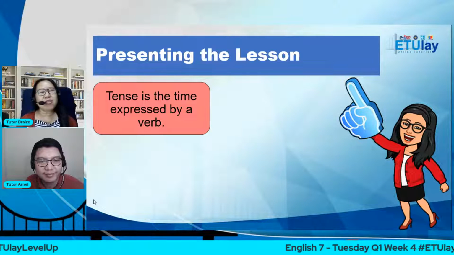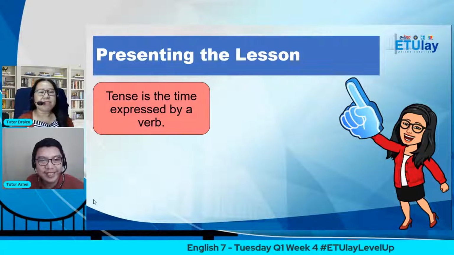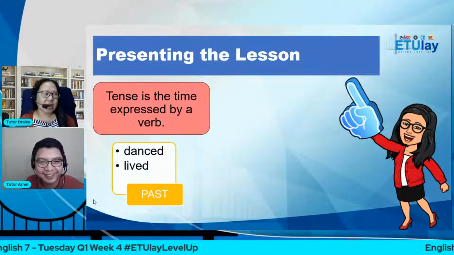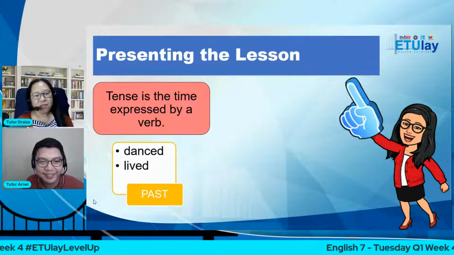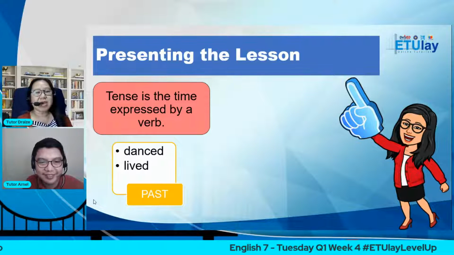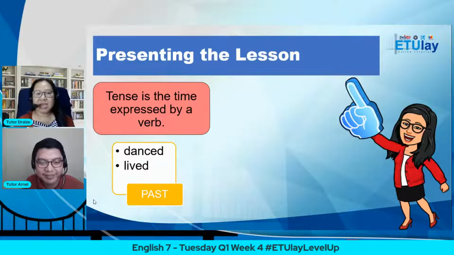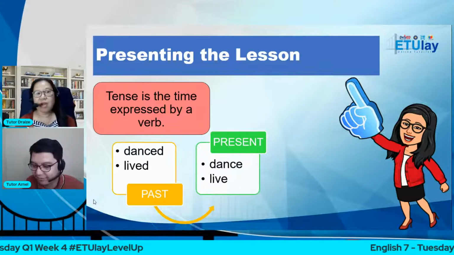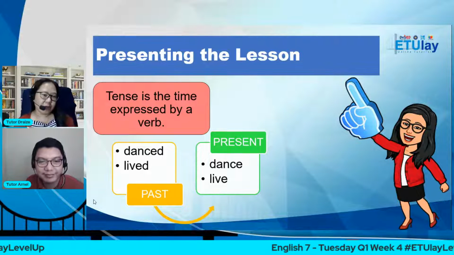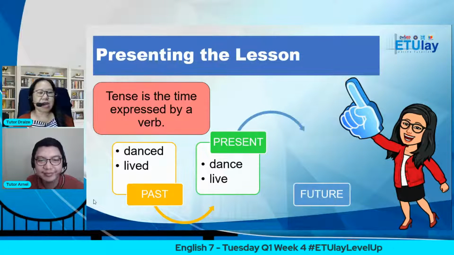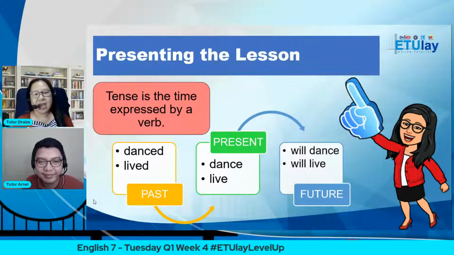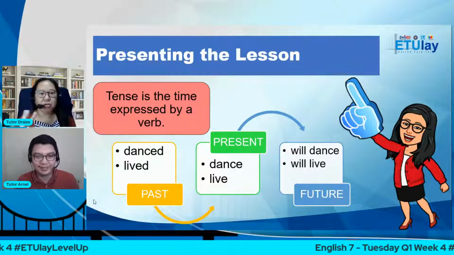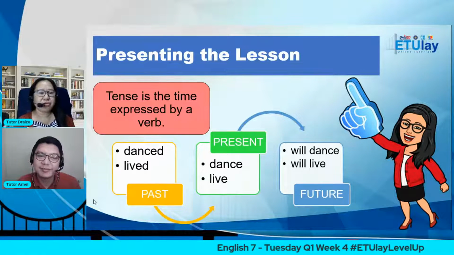Now, Tutor Nell, what do we mean by tense? Well, of course, tense is the time expressed by a verb. Very good. So we are dealing here with, of course, three tenses of the verbs. First, when we speak of past tense, we have the following examples like danced and lived. And then if it's present tense, we say dance or live or dances or lives, depending on the number of the subject. And then if it's future, we say will dance or will live. Okay, so you see, we gave two words only, so you will really see the difference between the tenses.